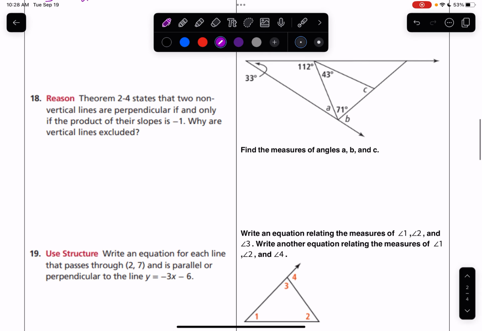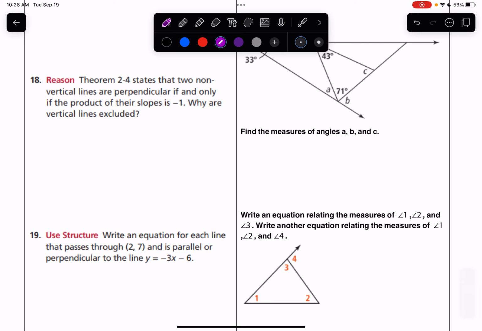Number 18, theorem 2-4 states that two non-vertical lines are perpendicular if and only if the product of their slopes is -1. Vertical lines are excluded because vertical lines have an undefined slope. We can't multiply them with anything to make a number. So we can just say that vertical and horizontal lines are perpendicular to each other. So it's because vertical lines have an undefined slope.